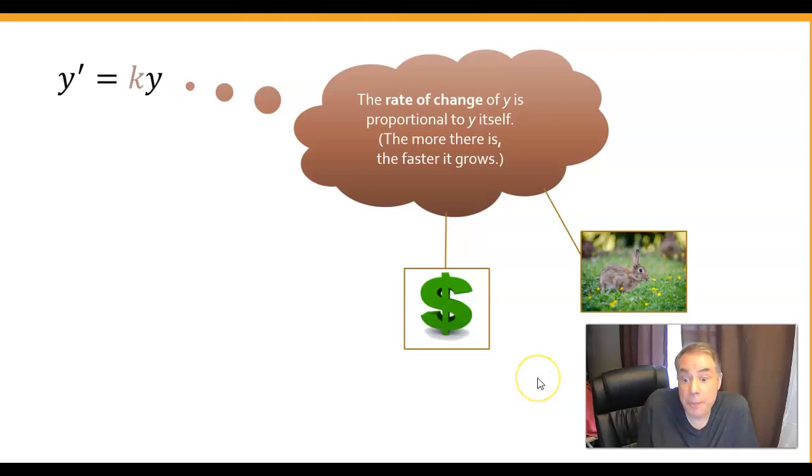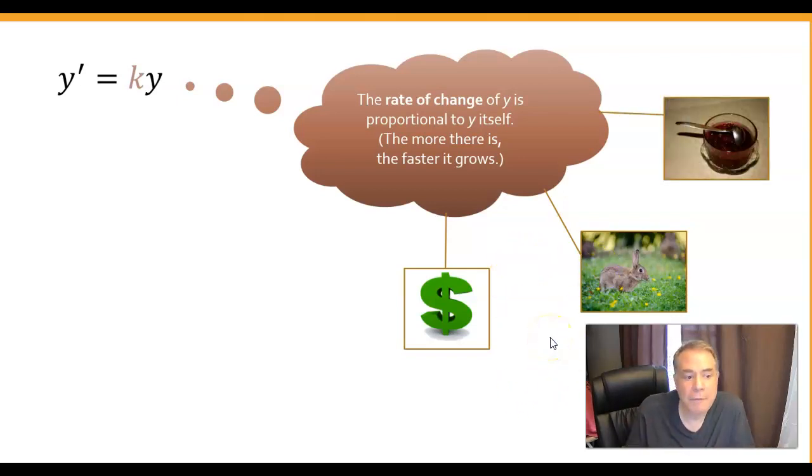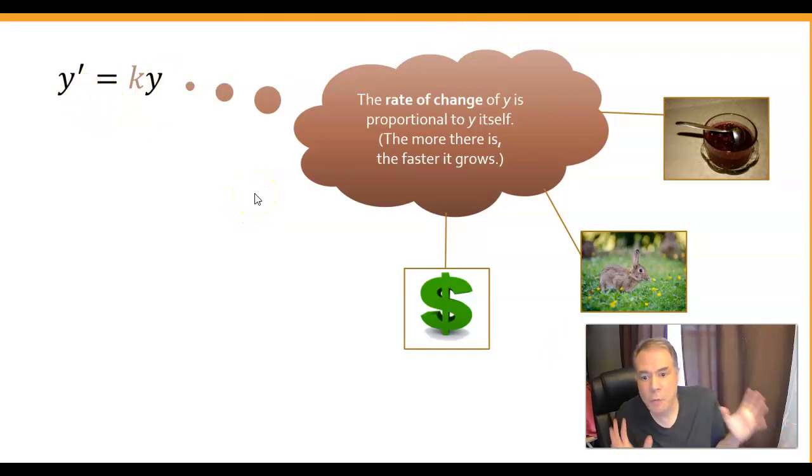Or think about the population of bunny rabbits in a meadow. The more bunny rabbits there are, the more baby bunny rabbits will be born, and the faster the bunny rabbit population is going to grow. Or maybe the amount of bacteria in a bowl of stew that's been left out of the refrigerator. So this kind of situation, where the rate at which something is growing is proportional to the amount of the thing present, can be modeled by this particular differential equation.